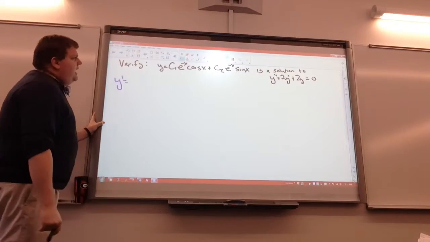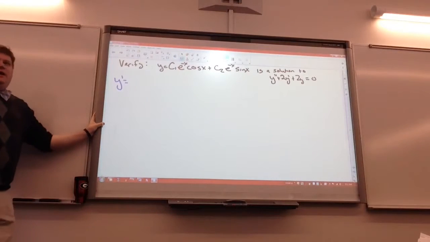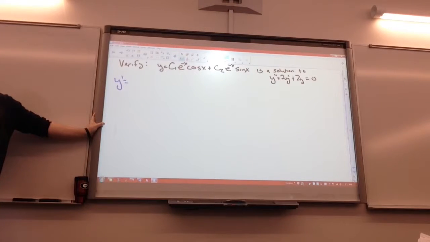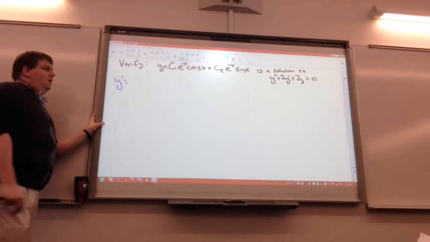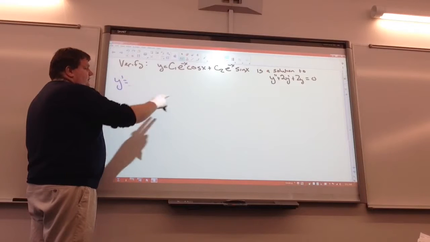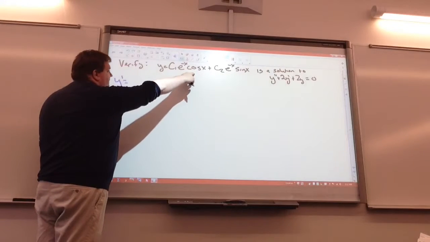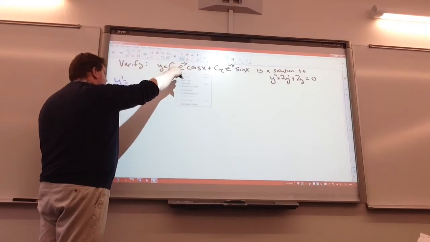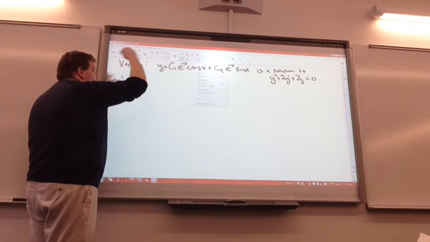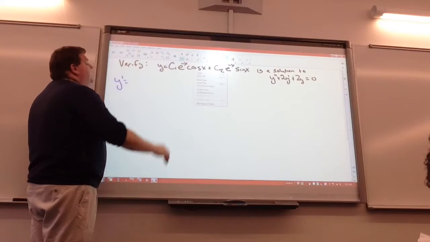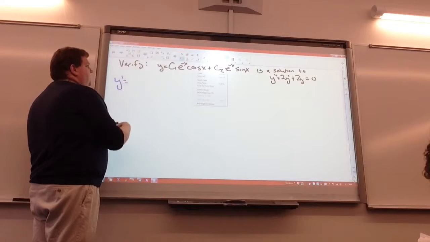Y prime is going to be what? Now, up there, each of those things are going to be chain rules, correct? Not chain rules, sorry, product rules. So the product rule says: derivative of the first thing, keeping the second one the same, plus first one the same, derivative of the second. So what's the derivative of c sub 1 of e to negative x?